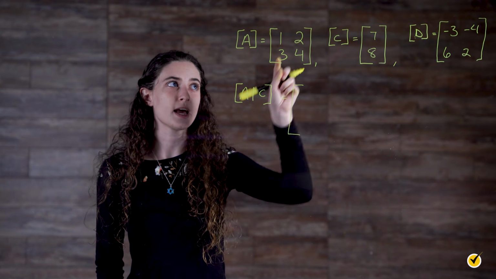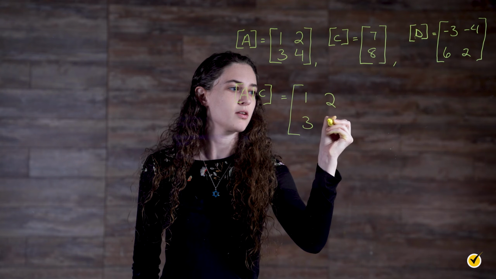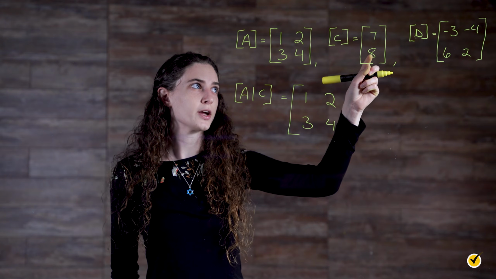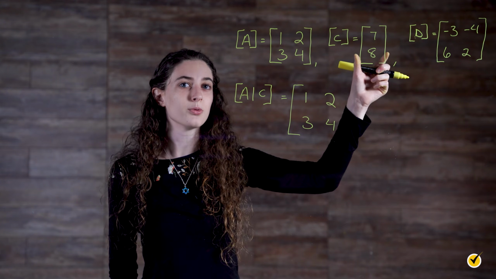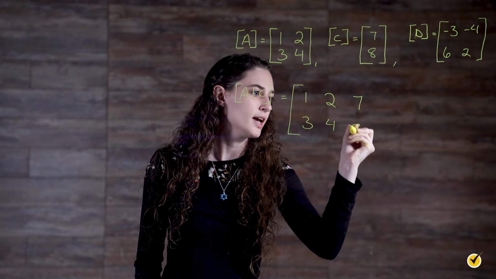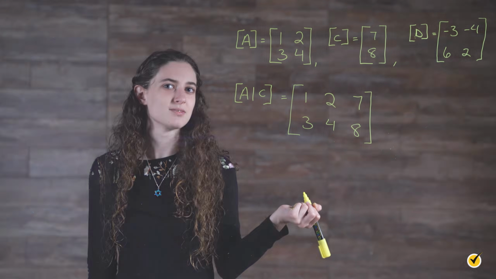So we start with matrix A and we just copy it down. 1, 2, 3, 4. Then since we're augmenting it with matrix C, we go up here and we see that we have 7, 8. All we're going to do is add that to the end of our other matrix. 7, 8. That gives us our augmented matrix.